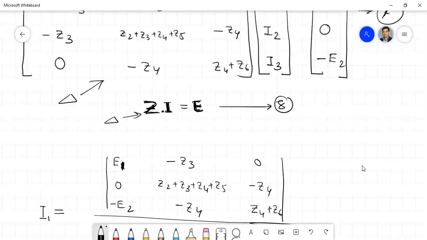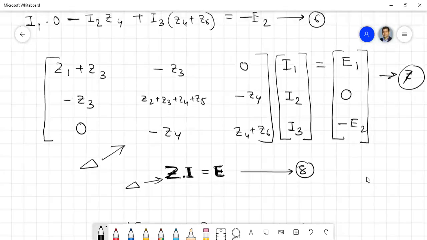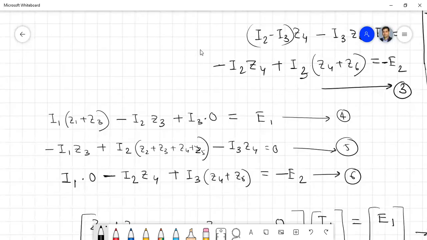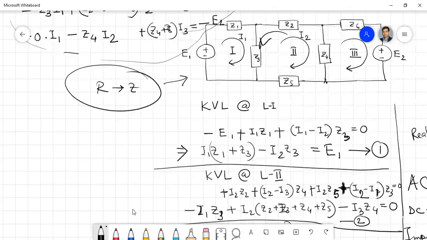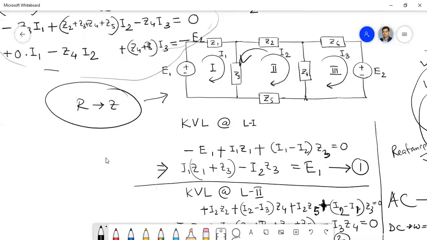Okay, so let's start the class. In the last class, we discussed the mesh current or loop current analysis, and we took a generic problem with three loops and two voltage sources and several impedances in the circuit.